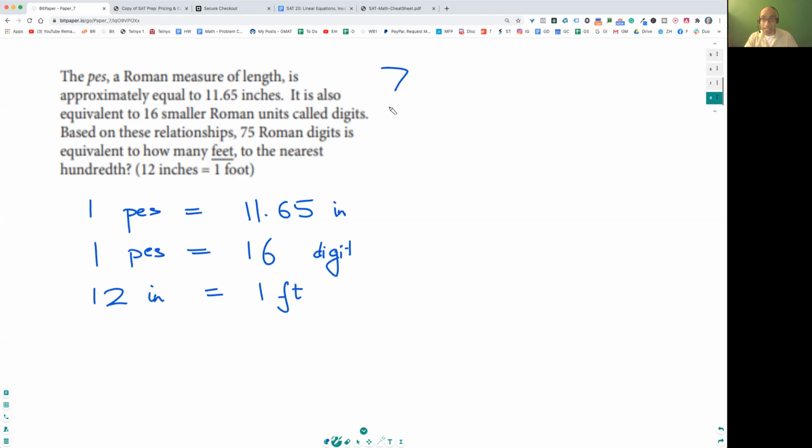Yes, this is the next type of problem. Yes, thanks for asking me. This is the new type of problem. This is the conversion type of problem, unit conversion. You're converting one unit to the other, and this is actually a SAT problem, so pay attention to this.